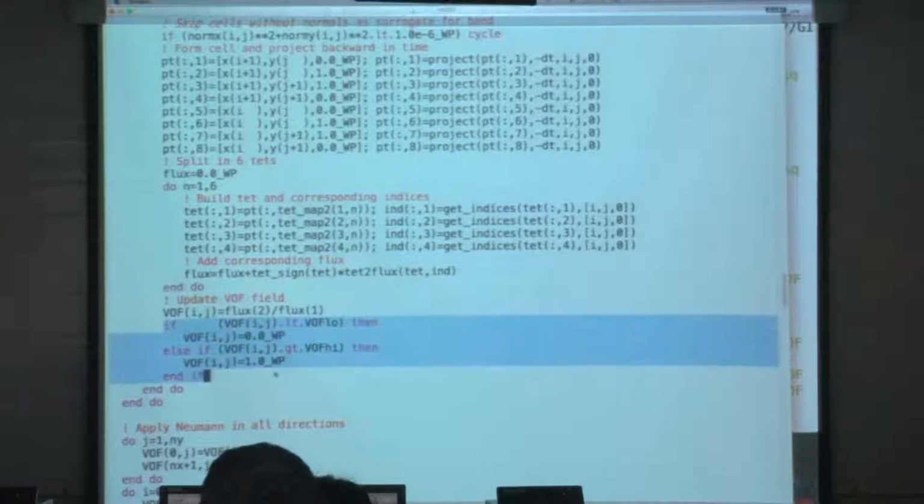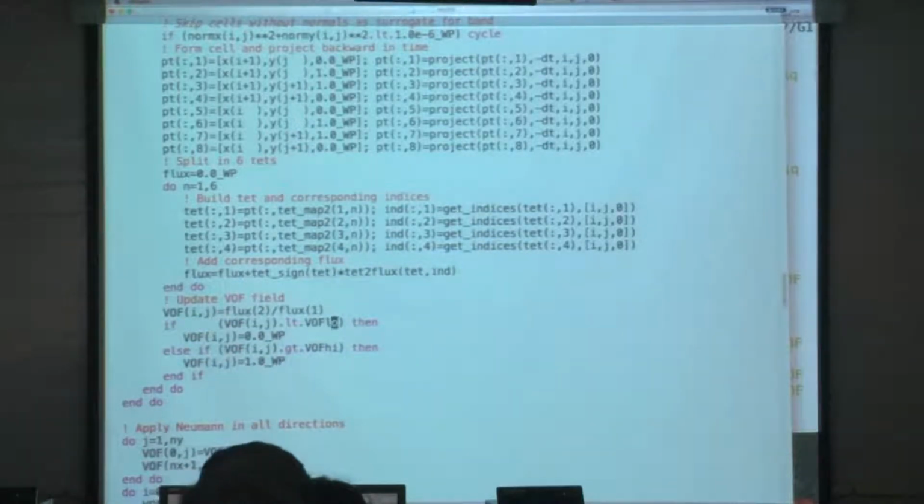I add to this some clipping. This clipping is basically saying that if I have less than some epsilon amount of liquid, I don't want to bother carrying that and continuing to transport that. So I'll discard anything that's just minute amounts of liquids or anything that's minute amounts of gas.